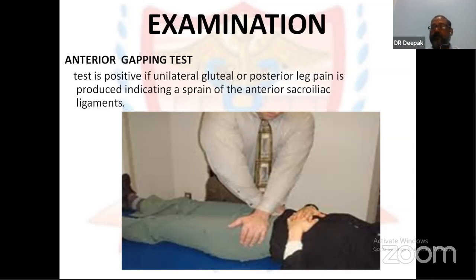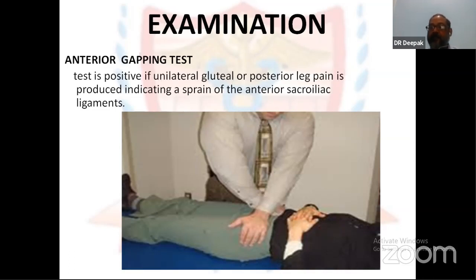So these are some tests which we can include in the SI joint examination. First is the anterior gapping test. I think you are all familiar with these tests. The test is positive if unilateral gluteal or posterior leg pain is produced, indicating sprain in the anterior sacroiliac ligament.